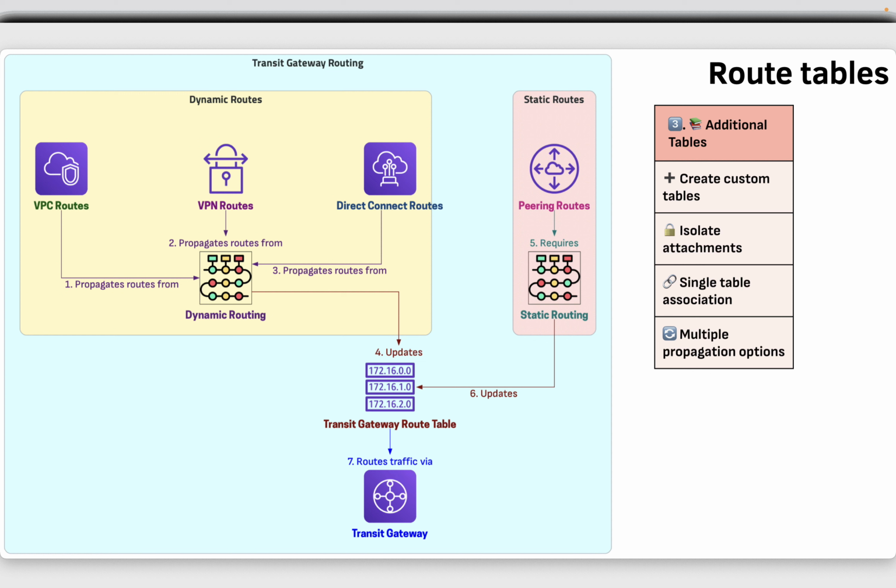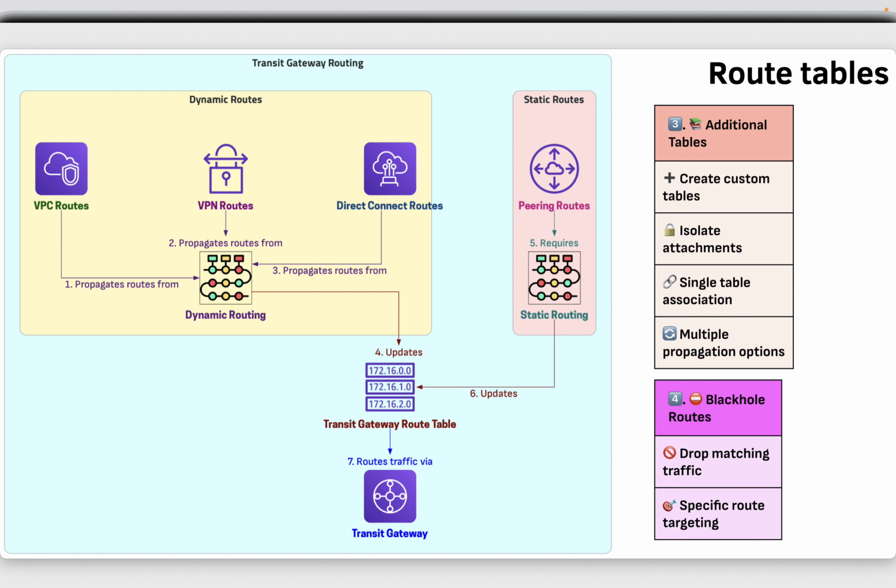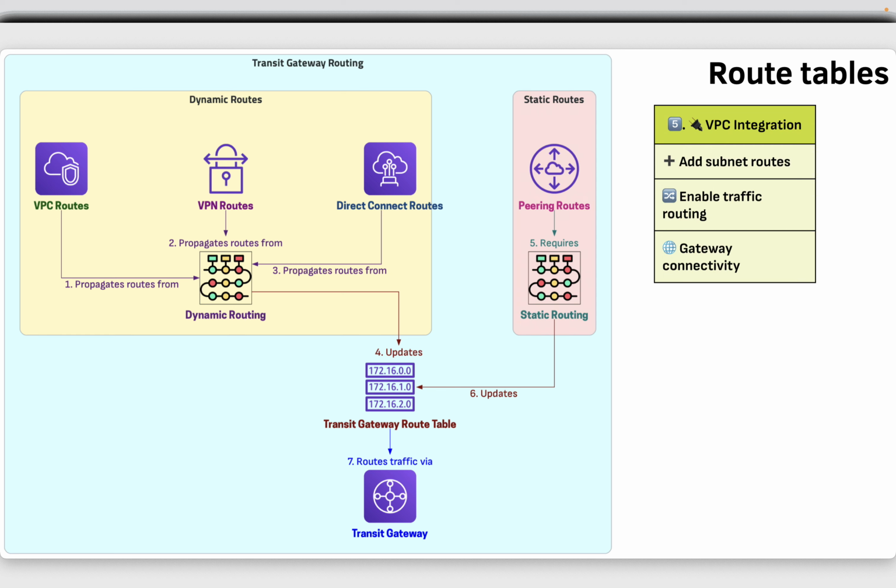This enables you to isolate subsets of attachments. Each attachment can be associated with one route table. An attachment can propagate its routes to one or more route tables. You can create a black hole route in your transit gateway route table that drops traffic that matches the route. When you attach a VPC to a transit gateway, you must add a route to your subnet route table in order for traffic to route through the transit gateway.